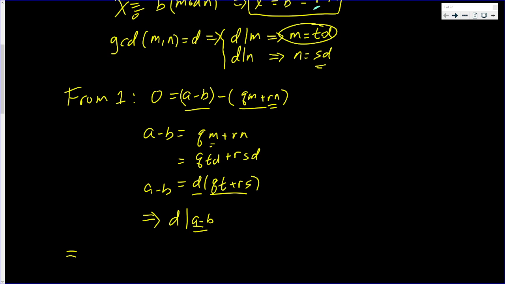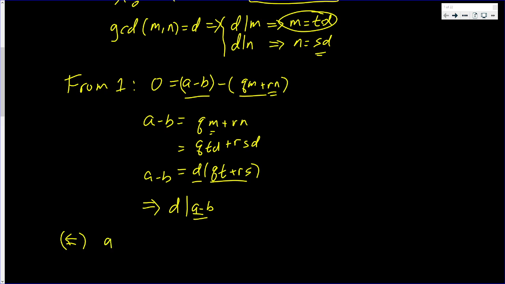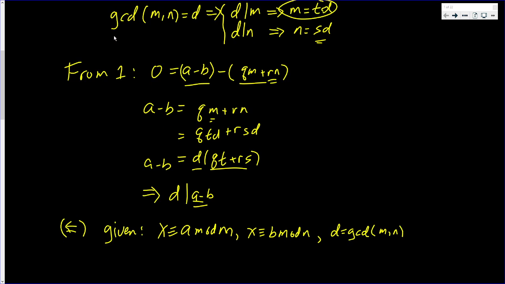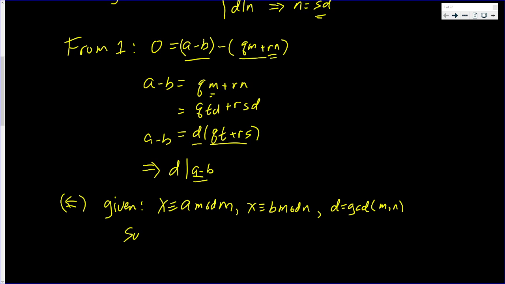The reverse proof? Well, let's list what we're given. We are given that x is congruent to a mod m. We're given that x is congruent to b mod n. And we're given that d is the GCD of m comma n. And we are assuming, suppose that d divides a minus b.